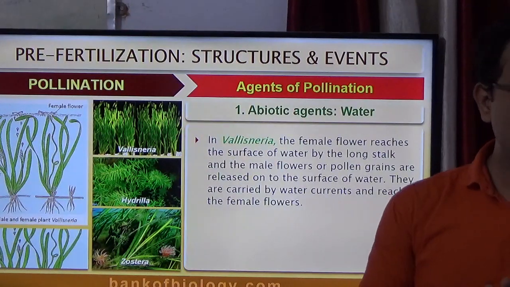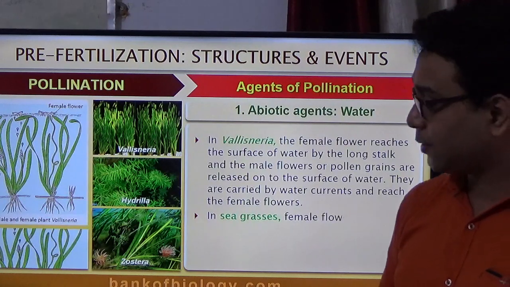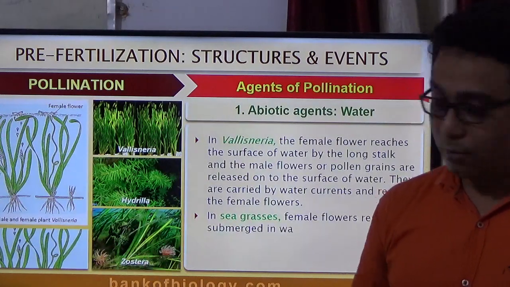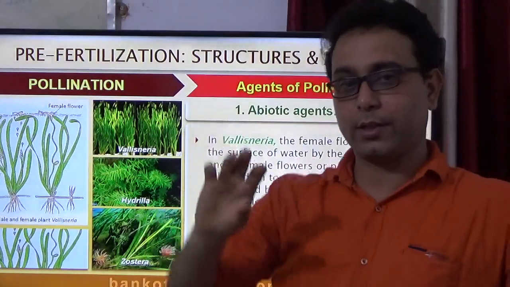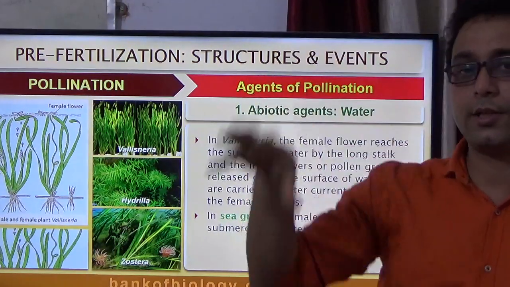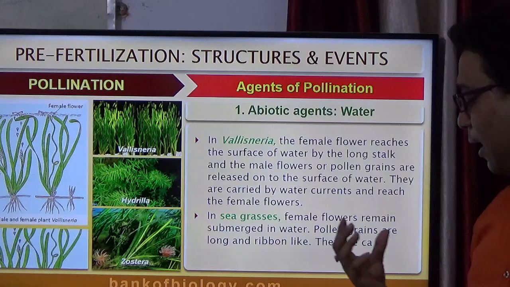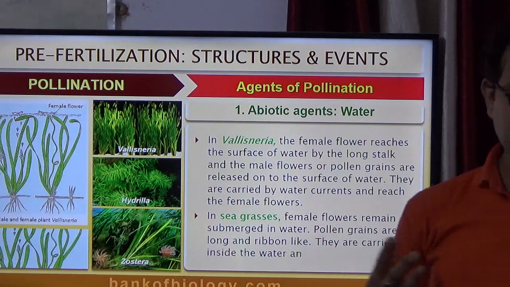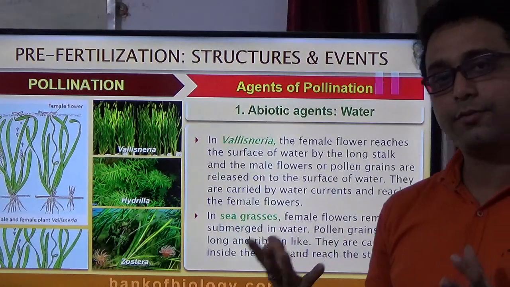But on the other hand, we have another example, seagrass. In seagrass, what is happening? The female flower remains submerged in the water. It does not come to the surface. It stays submerged in the water, and the pollen grains are long and ribbon-like, and they are carried inside the water and reach the stigma.